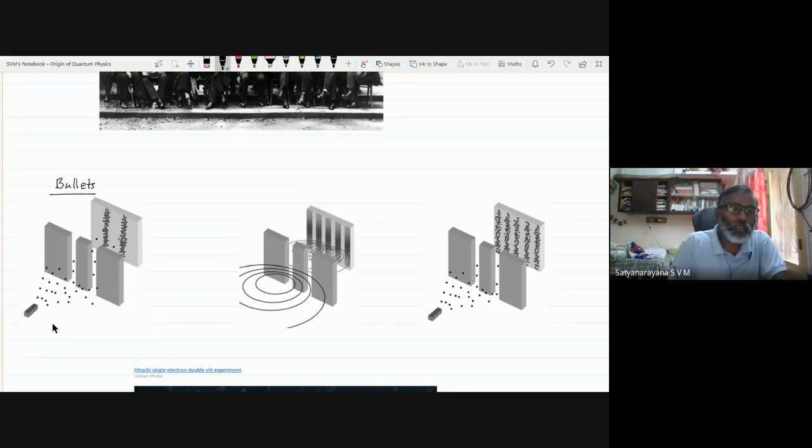then either they will pass through slit A or they will pass through slit B. If they pass through slit A, then they will come here. And if they pass through slit B, they will come here. So you will see that the bullets will actually have a distribution, which I can plot. It will have a peak here, and then it will have a peak there. You will have two peaks corresponding to the population of these bullets on the screen.